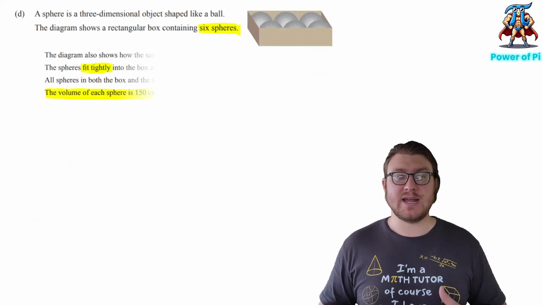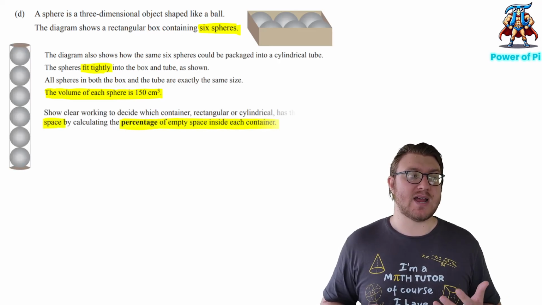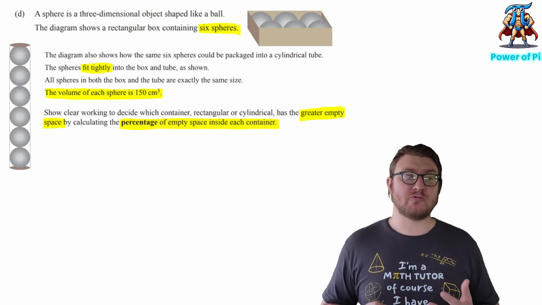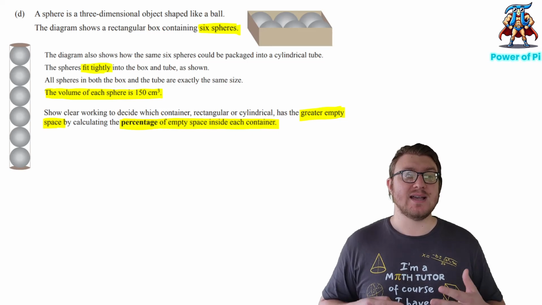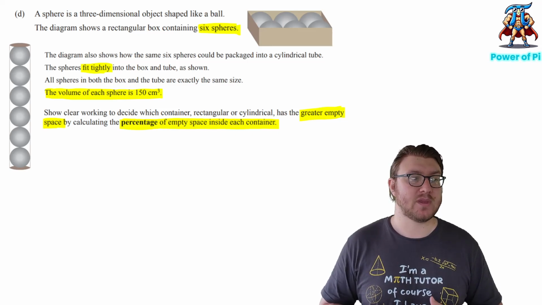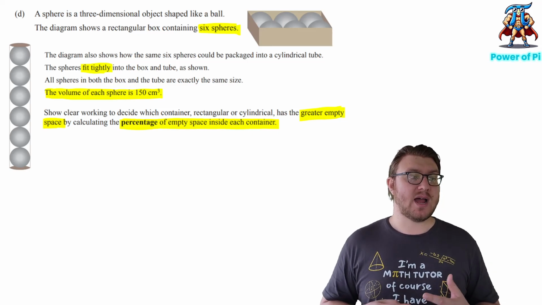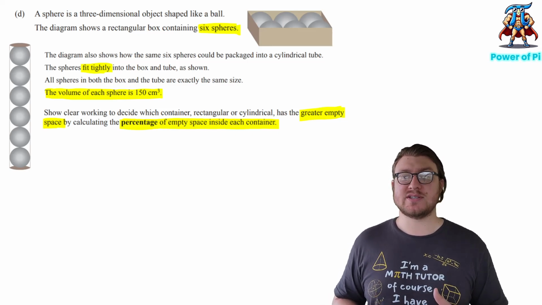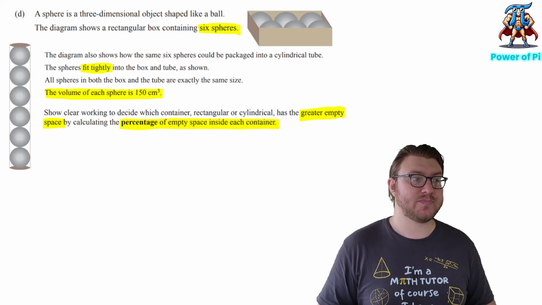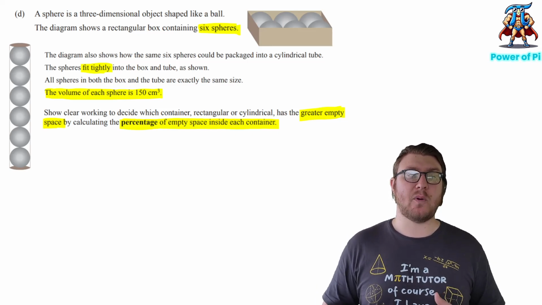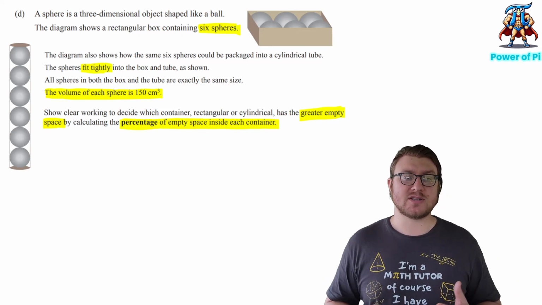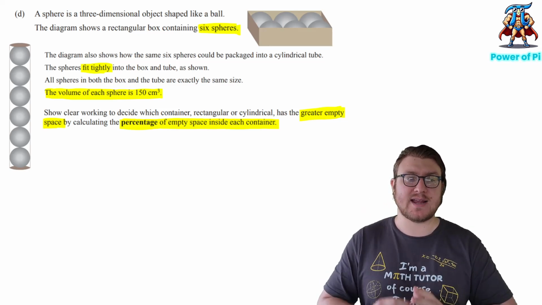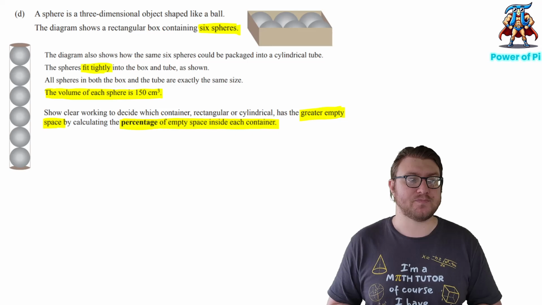The next question is about a sphere, a three-dimensional object shaped like a ball. The diagram shows a regular box containing 6 spheres. So the diagram shows how the 6 spheres could be packaged into a cylindrical tube that you can see on your side. The spheres fit tightly into the tube and the box, sorry. So that means that there is no room inside. They fit exactly onto the edges.